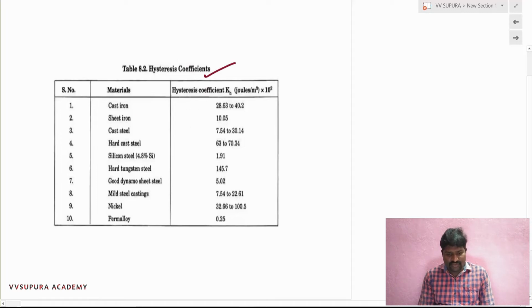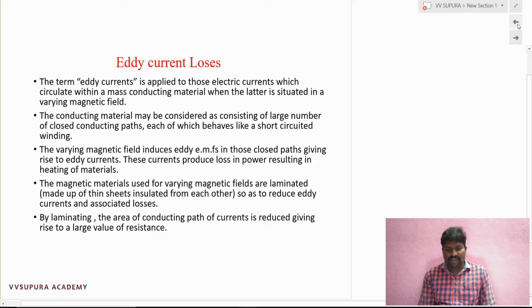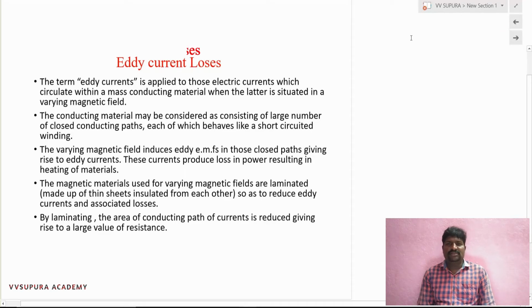For cast iron it is 28.63 and for steel iron it is 10.05, and this silicon steel has the lowest coefficient, that is 1.91. That means this material is best suitable for magnetic core. Our next one is eddy current losses. Eddy current losses are also core losses.